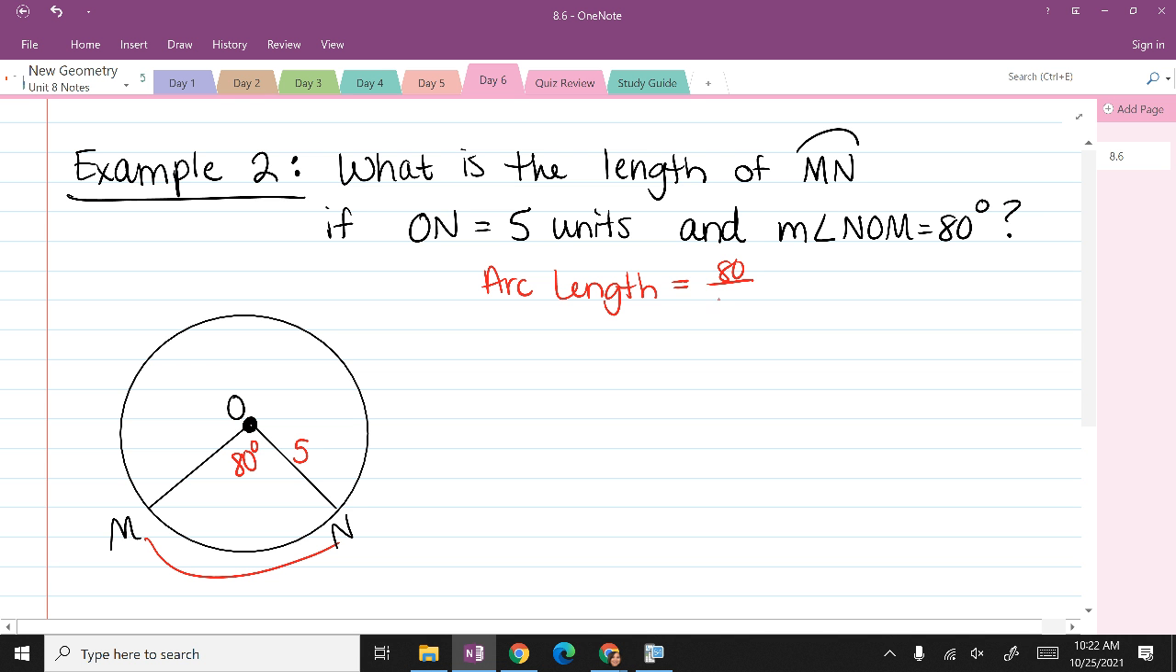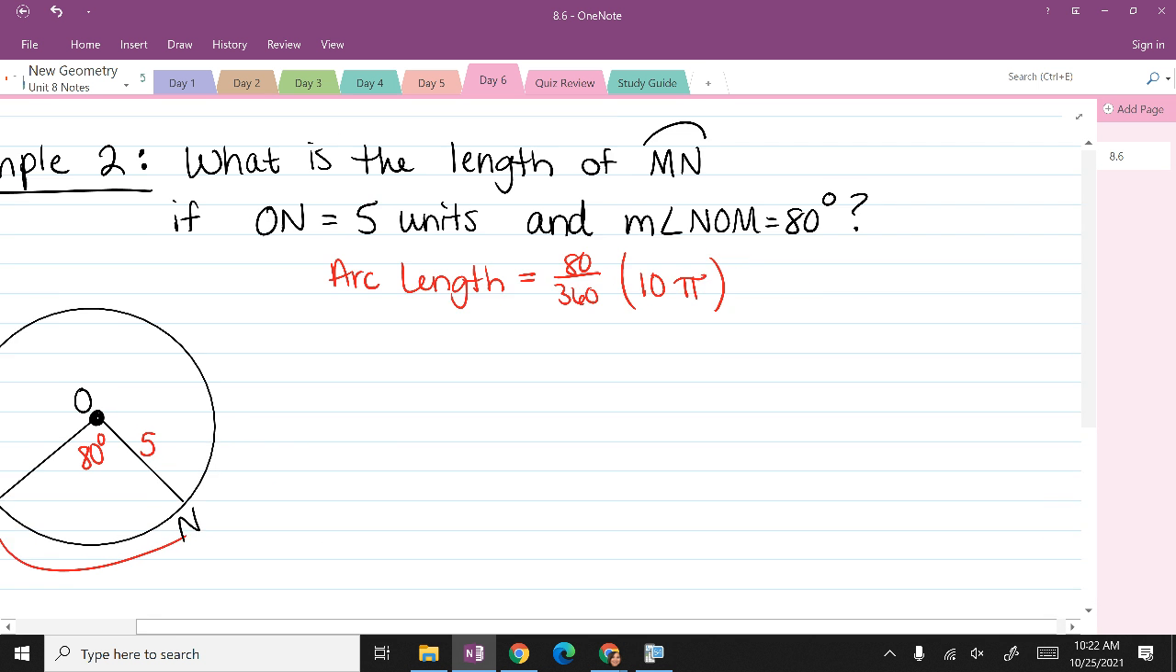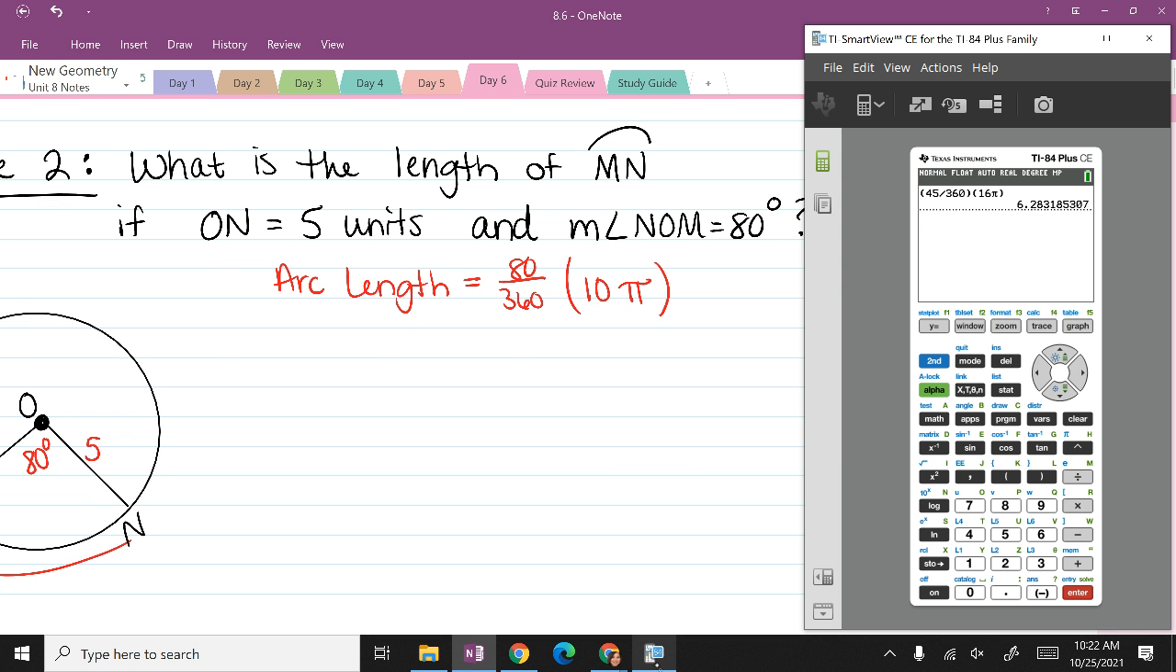All right, so 80 over 360 times pi times diameter. What's the diameter of this circle? 10. 5 is the radius, so we double it to get the diameter. Y'all agree? So 10 pi, or pi 10. You can do that in either order. Okay? We okay with how we set it up? All right, calculator will finish it for us. Make sure you use parentheses for your fraction.